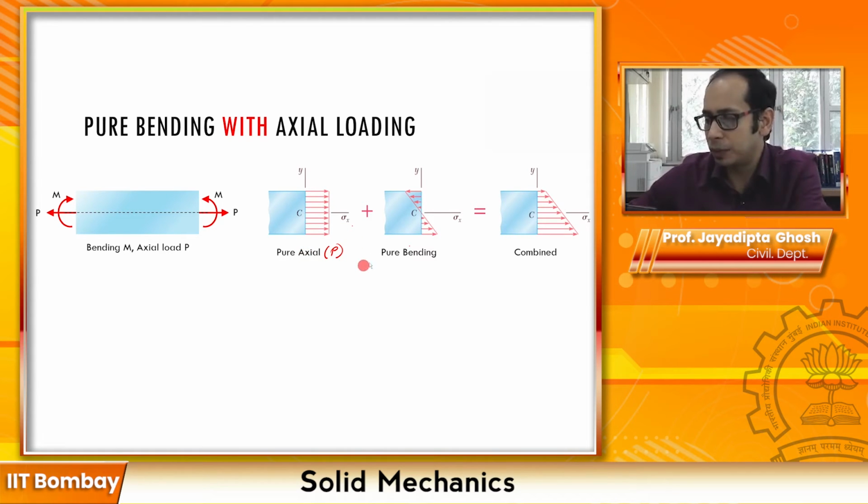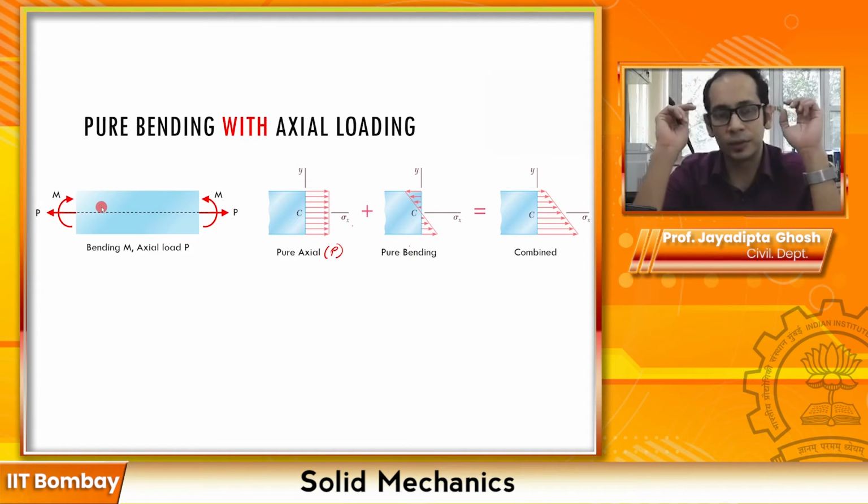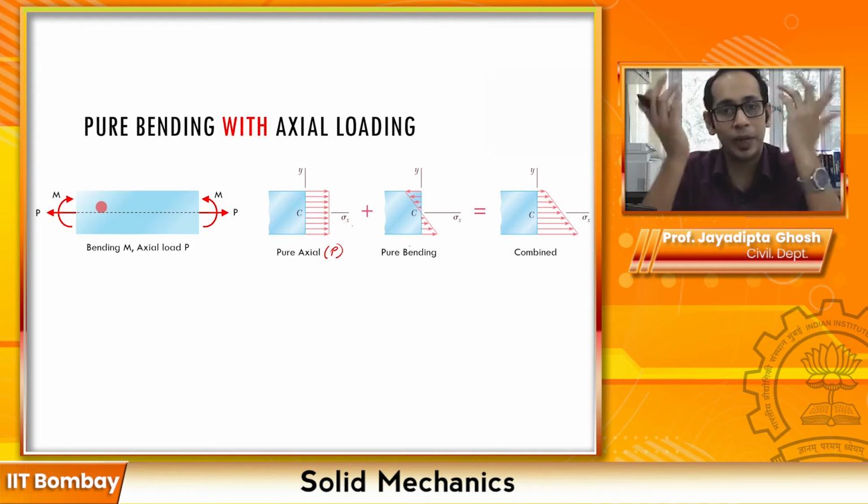Now this is due to the P, and this is due to the pure bending M, because you have an M and M. So you have this phenomenon of pure bending where across the length of the member the bending moment doesn't change.